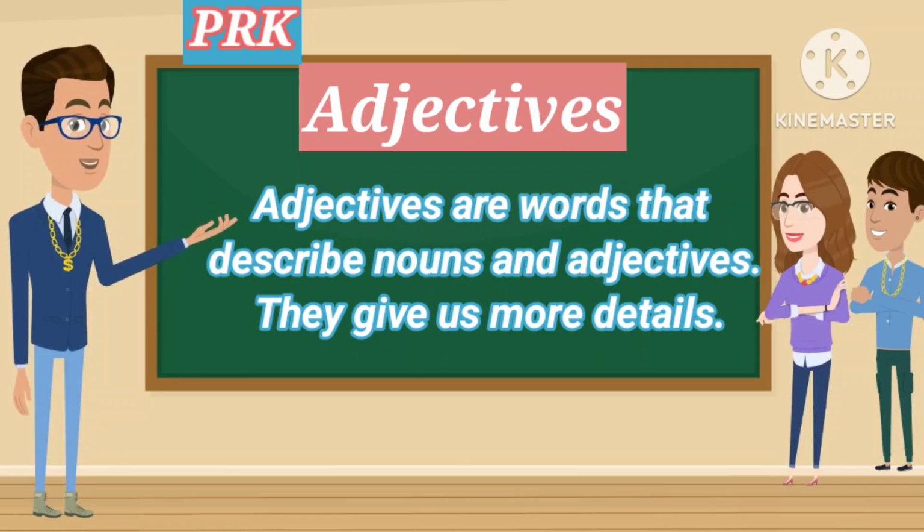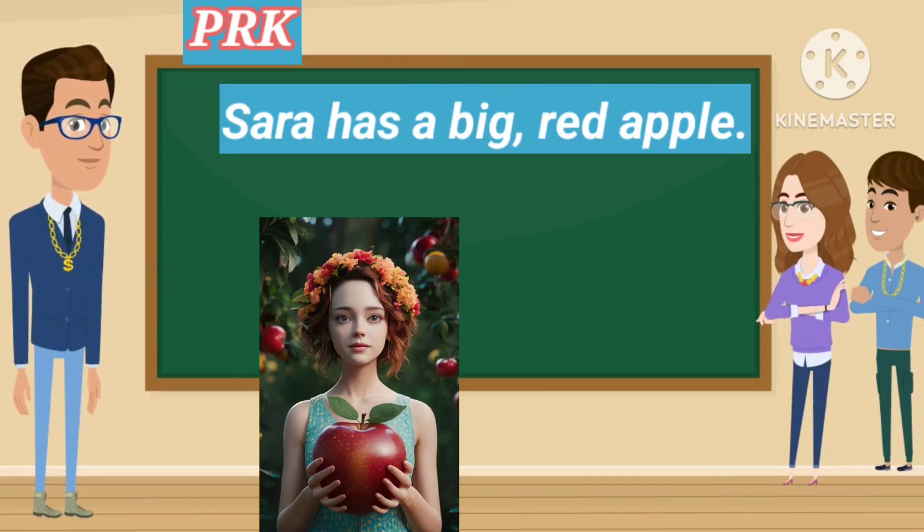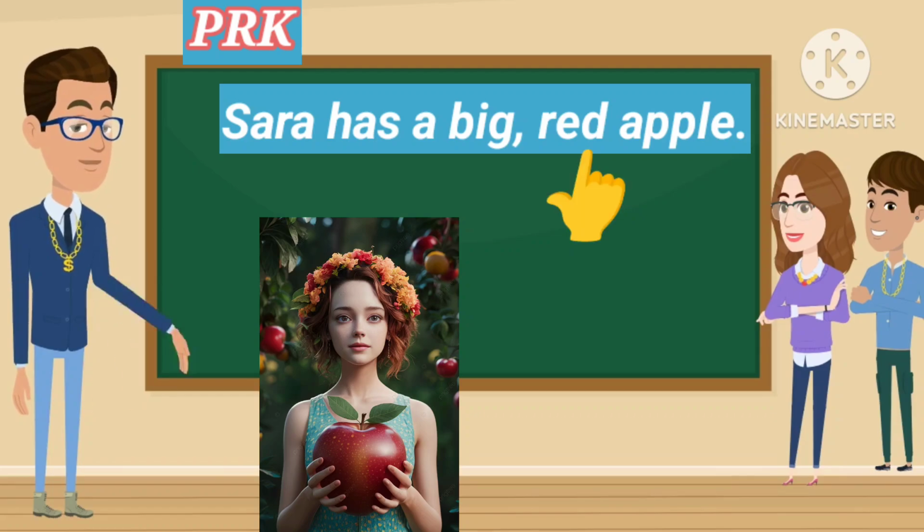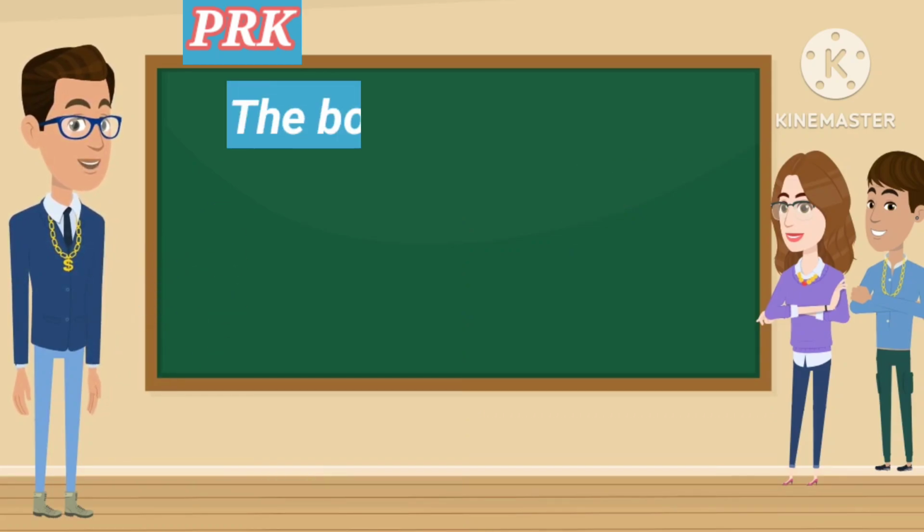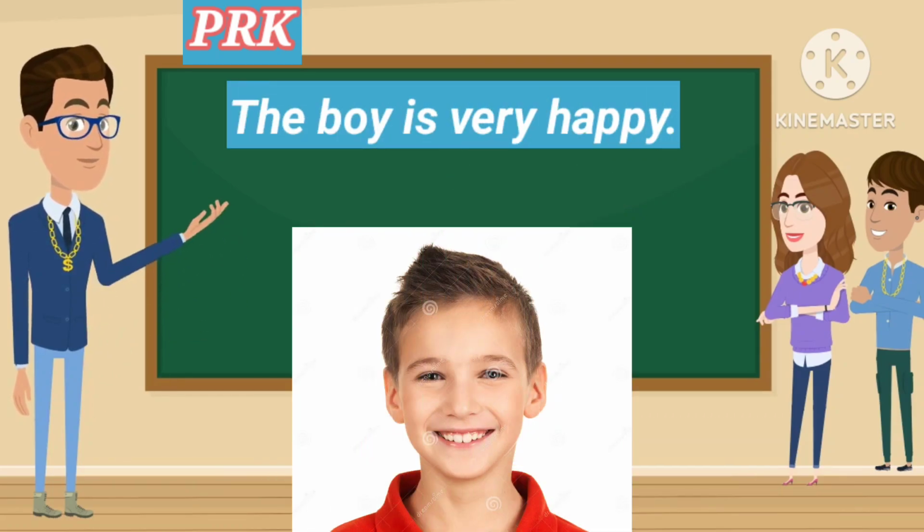Adjectives. Adjectives are words that describe nouns. They give us more details. Sarah has a big red apple. Here, big and red both are adjectives. The boy is very happy. Here, very is an adjective.